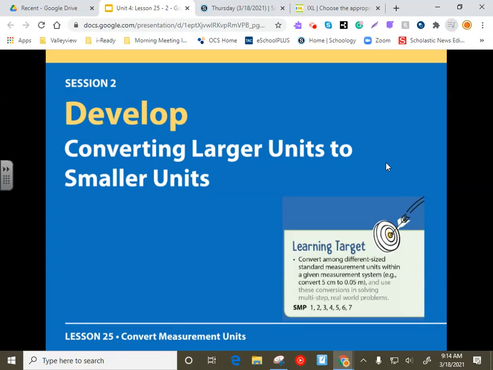All right, so we are moving on to session 2 for lesson 25, and we're focusing on converting a larger unit to a smaller unit. So larger units, like for example, we would change a kilometer to a meter, or we would change feet to inches, and so on and so forth. So, let's start with a warm up.